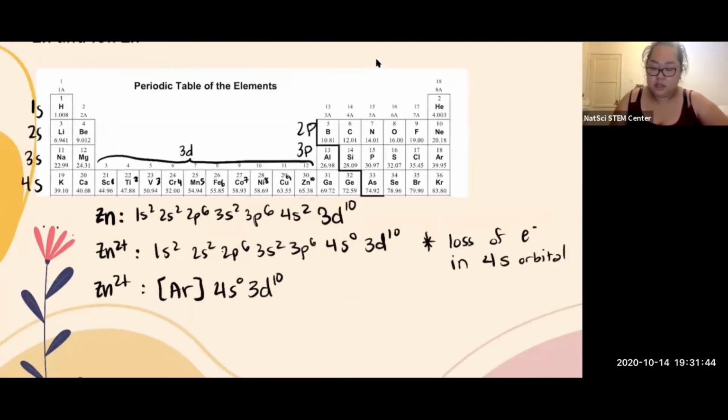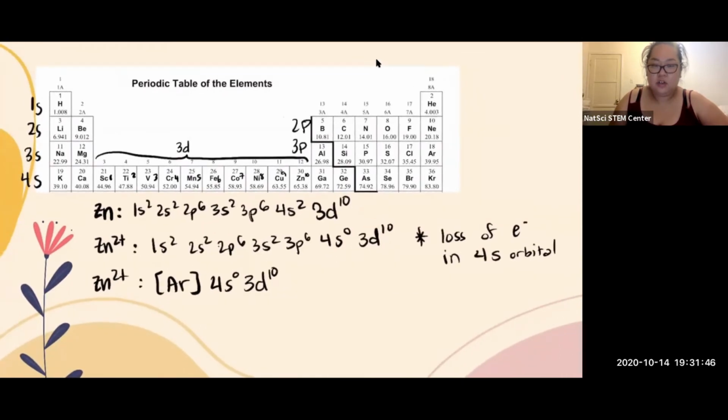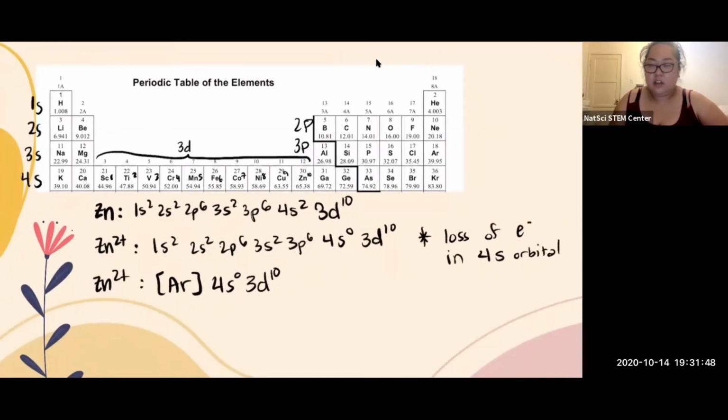For zinc 2+, you have a loss of 2 electrons, and they are lost from your outermost energy level. So did you guys take them from the 3d orbital or the s orbital?